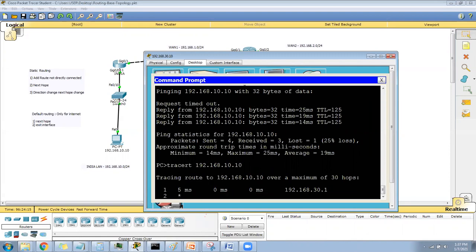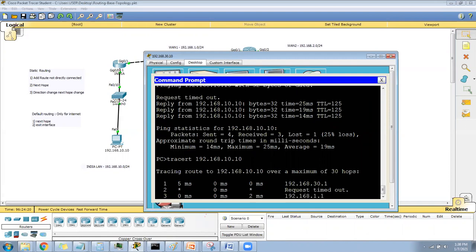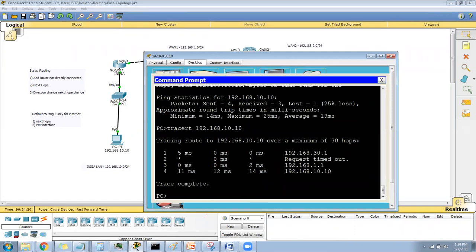Meanwhile, a question to all: static and default routing, which is the easiest one? Static. Static, but in static you need to add three routes in the India router. Here I just added one route.